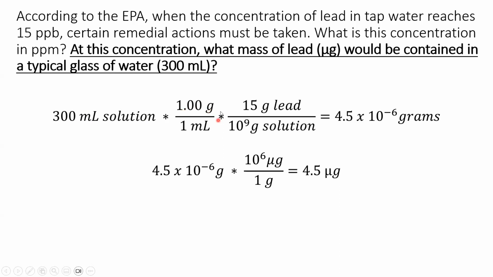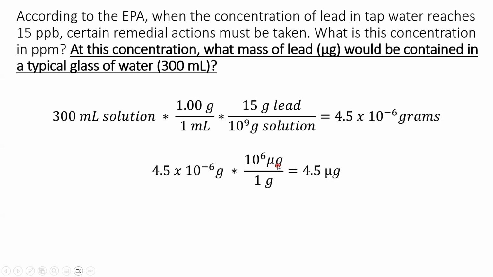And then if we just think about what parts per billion is, 10 to the 9th is billion. So if we had 15 parts per billion, that means if we had a billion grams, 15 of them would be lead. So we can do this calculation to figure out how many grams of lead we would have. But this question in particular specifies micrograms. So we've got to go one step further.